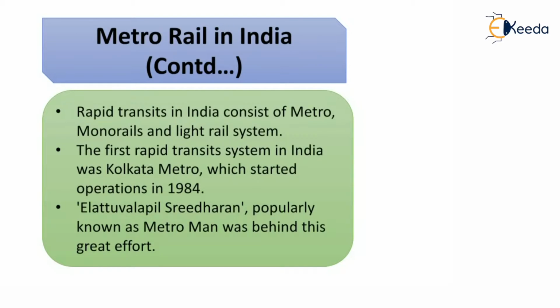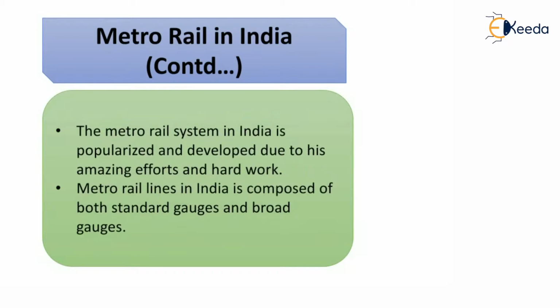The rapid transits in India consist of metro, monorail and light rail systems. The first rapid transit system in India was the Kolkata Metro, which started in 1984. Elattuvalapil Sreedharan, popularly known as the Metro Man, was behind this great effort. The metro rail system in India was popularized and developed due to his amazing effort and hard work.